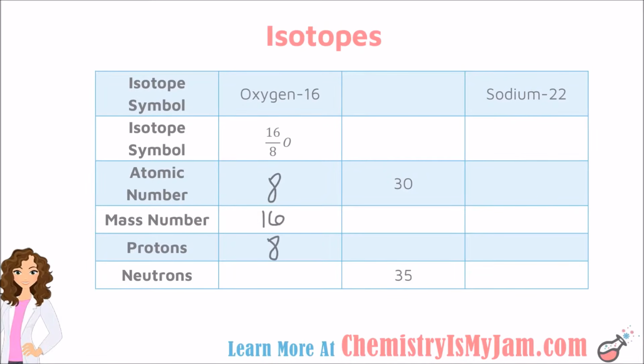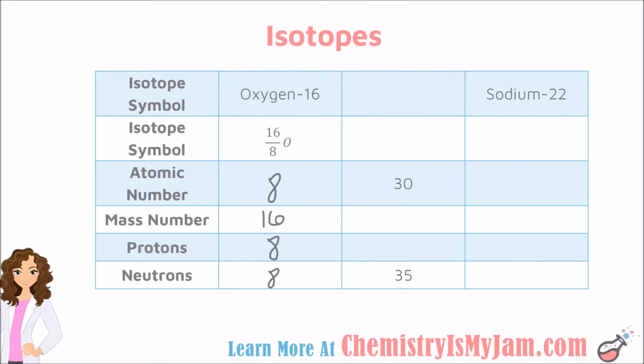Protons will always match the atomic number. For the number of neutrons, recognize that the protons plus the neutrons must equal the mass number. So if you take the mass number and subtract the protons, you can get the neutrons. 16 minus 8 tells me that there are 8 neutrons in that particular isotope of oxygen.